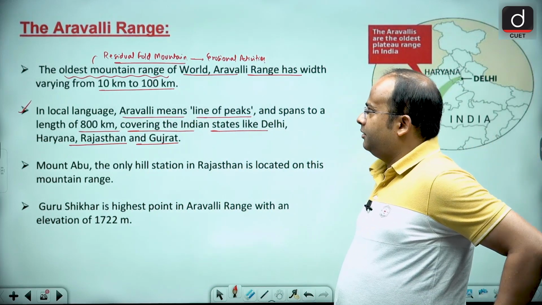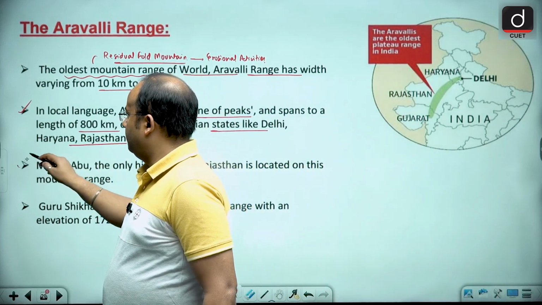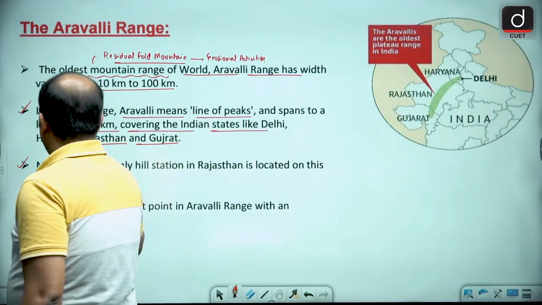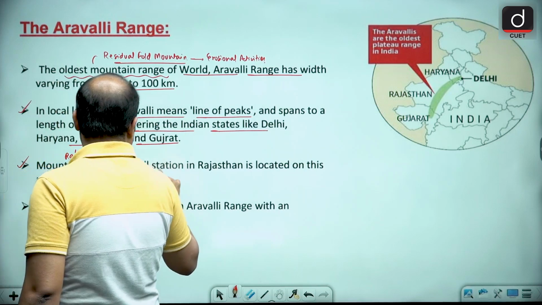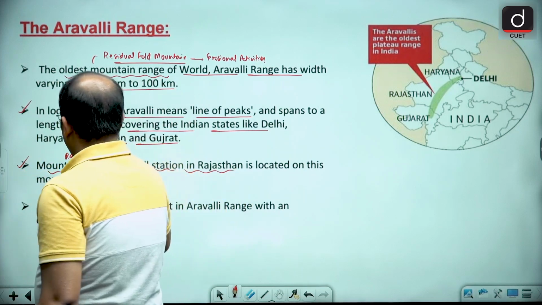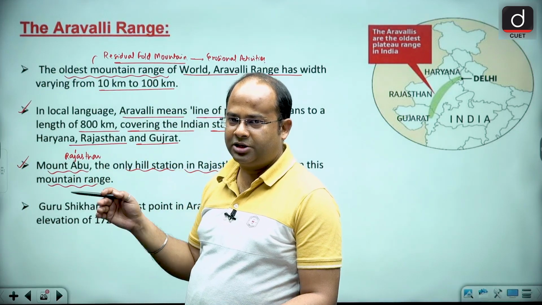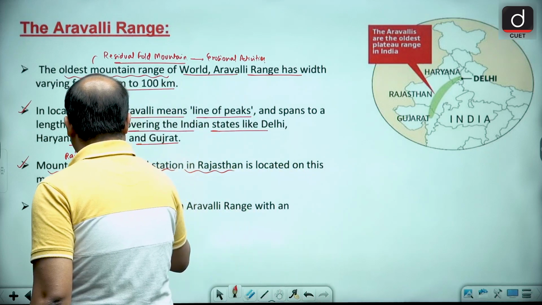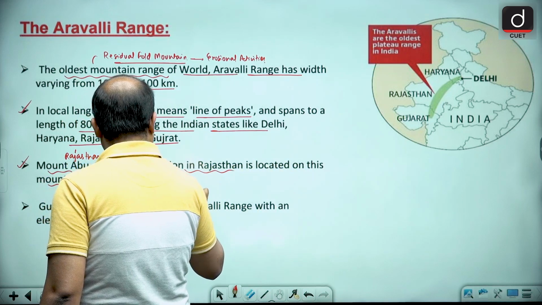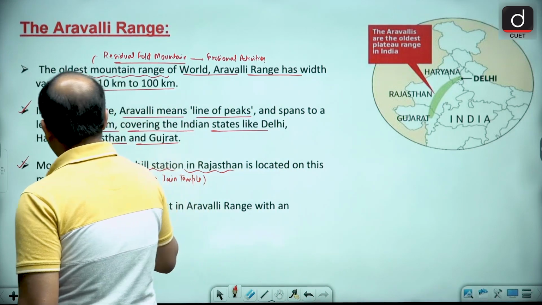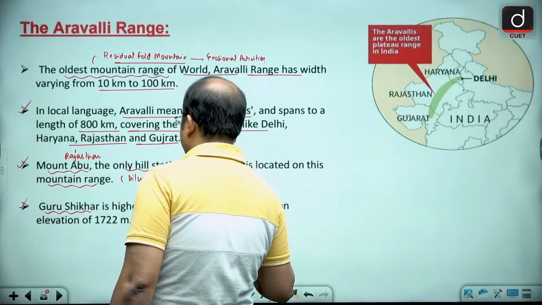Other than this, there is a place called Mount Abu. Mount Abu is in Rajasthan. It is the only hill station in Rajasthan located in this mountain range. In Mount Abu you will find the Dilwara Jain temple. And Guru Shikhar is the highest point of the Aravalli range, with an elevation of 1722 meters.